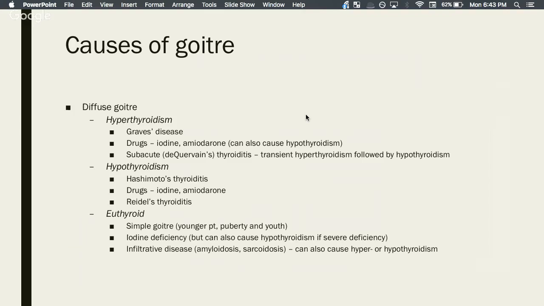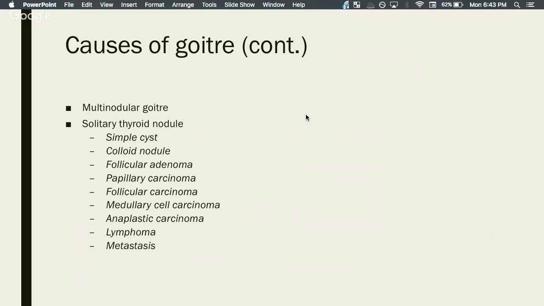If they're euthyroid but they have a goiter, then things like simple goiter, or iodine deficiency, and infiltrative diseases like amyloidosis and sarcoidosis. So with goiter, break it down by their symptoms, and then break it down from there. If it's multinodular, then they have a multinodular goiter. There's a simple thyroid nodule. It could be just a cyst or a colloid nodule.